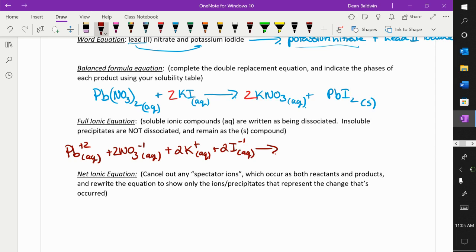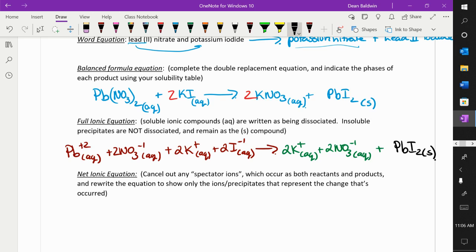And then you have to do the same to the other side, except for the precipitate. The precipitate does not dissolve. It's a solid sitting there, so it stays as PbI2. The KNO3 is going to be rewritten as 2K+ aqueous plus 2NO3 minus aqueous. But the lead iodide is a solid and does not break up. All right, so that's what's happening in the beaker.